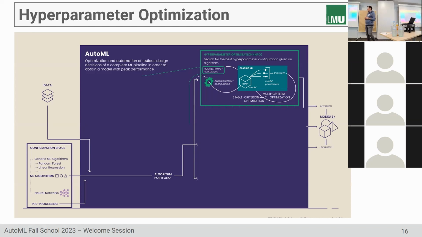Here we also have different sub areas or extensions to this basic problem of hyperparameter optimization, which is not only optimizing for a single criterion, but instead for multiple criteria at a time. This has been covered also last year in the AutoML fall school. However, we will not have any hands-on this year. But still, it might be interesting to know that multiple objectives could be interesting at the same time.